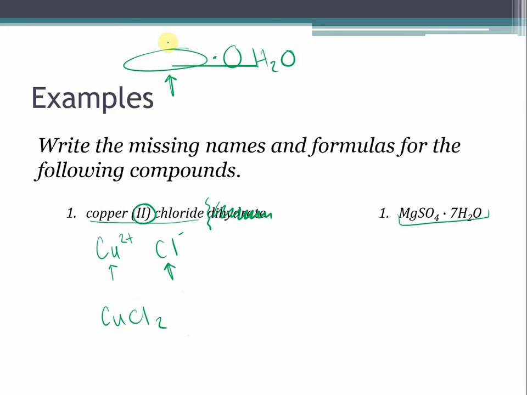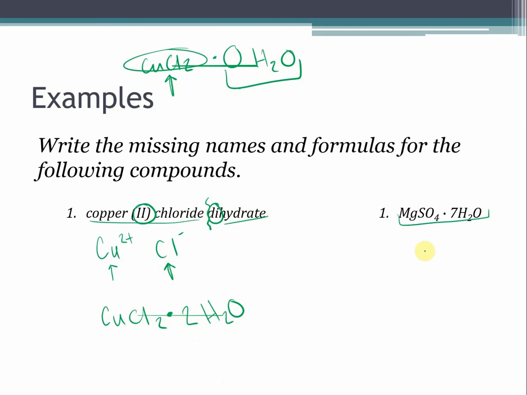Now that we have figured out that this is copper 2 chloride, now we can focus on the second part. So let's unscribble our water here. So we have CuCl2. We will draw a dot to indicate that we're not quite done. And then we have dihydrate. This di means 2, and this hydrate means water. So the way that you write this formula is CuCl2 dot 2H2O.